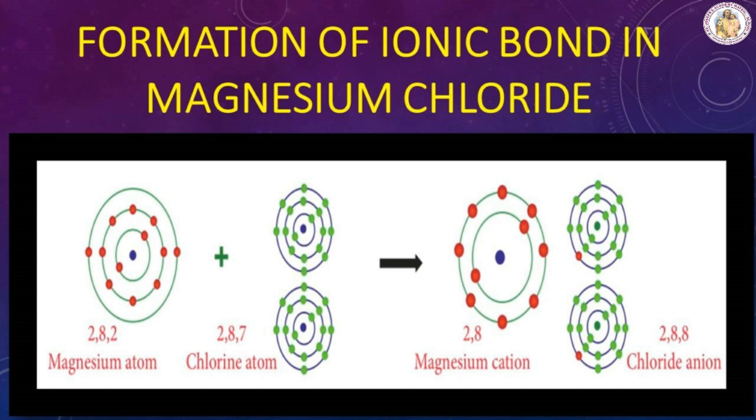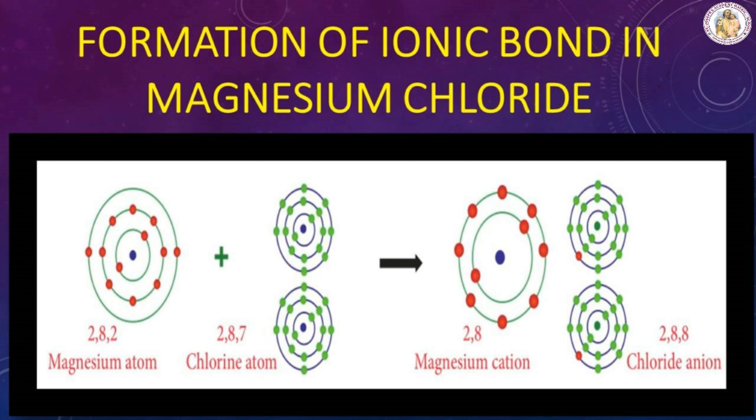MgCl2. Magnesium symbol is Mg. Chlorine atom is what? Cl2. So the magnesium atom has two excess electrons in the outermost shell. One electron is transferred to one chlorine atom and another electron is transferred to the other chlorine atom. And these chlorine atoms each need one electron. The first chlorine atom needs one electron. The second chlorine atom needs one electron to attain a stable electronic configuration.